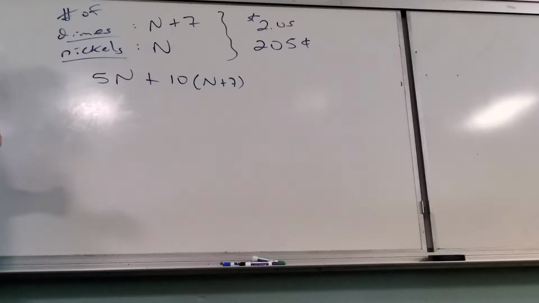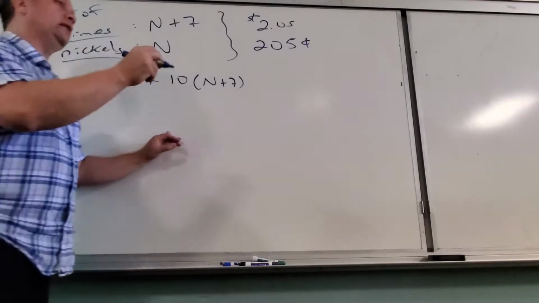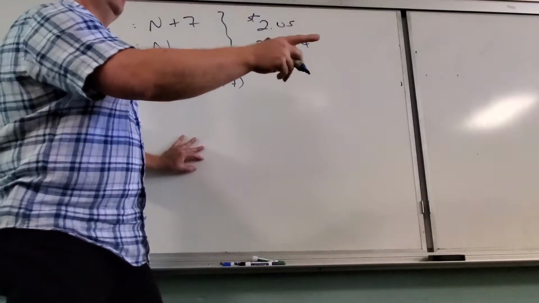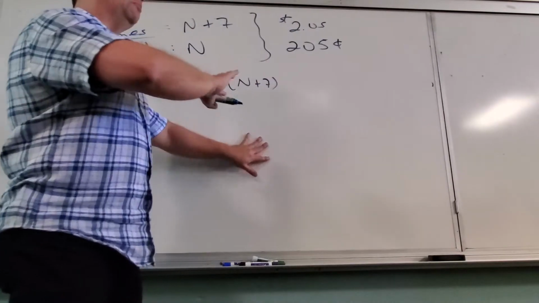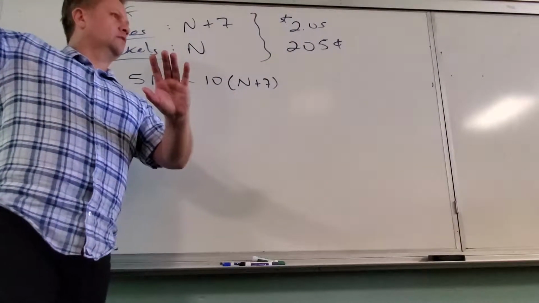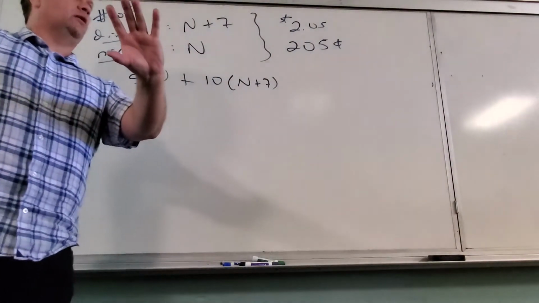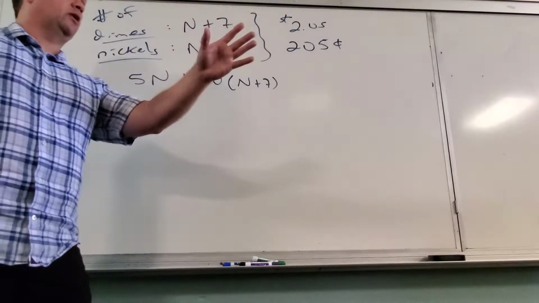How come we're not putting a D next to the 10? Nowhere do I have the variable D. But why didn't I need to use a completely separate variable for dimes? Are nickels and dimes completely separate? Are they not related at all in this problem? Oh, no. There's a relationship, right?